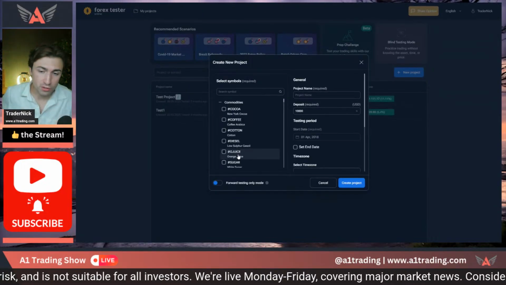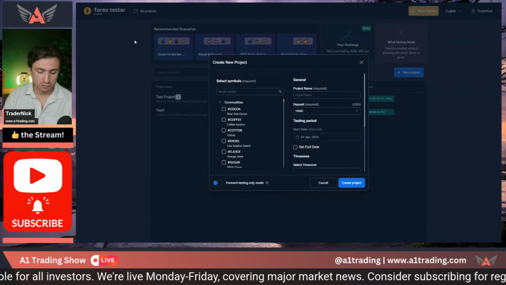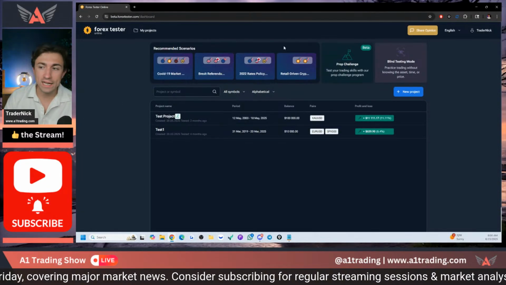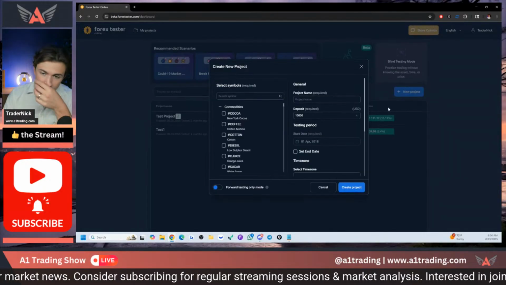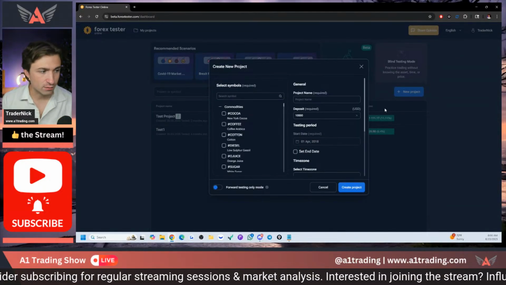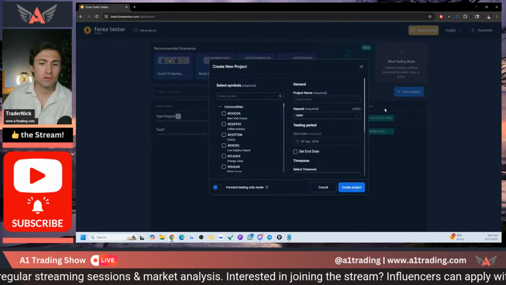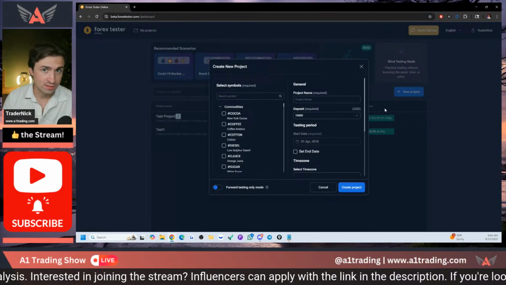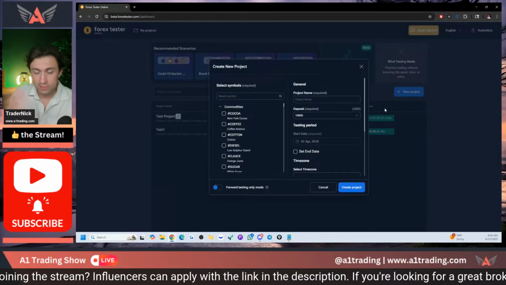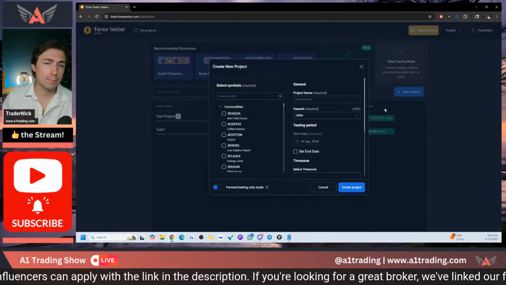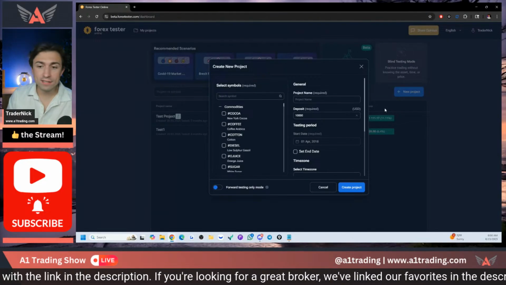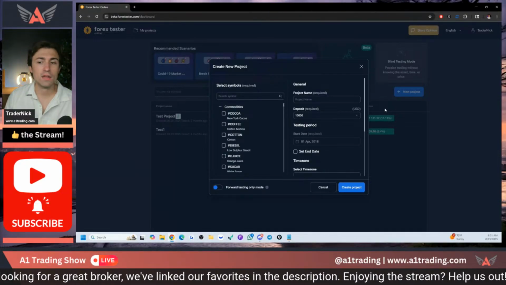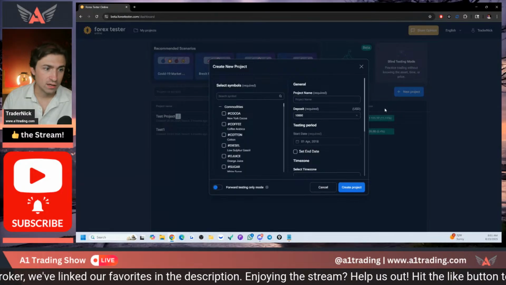So first and foremost, what we're looking at is a browser-based tool. Once you're in your Forex Tester dashboard, you can hit new project and you can essentially put yourself back in time, which is what we're going to do here today. We're going to put ourselves back in time and simulate some trading on various things that we want to trade. My plan here today was to do some back testing of both things like gold and the indices, and then also to back test some Forex.